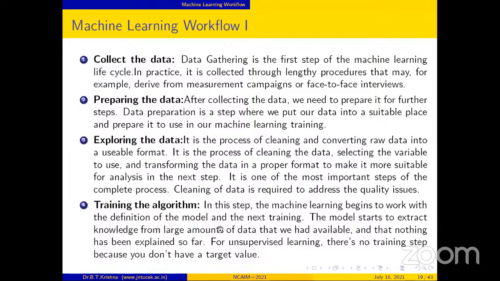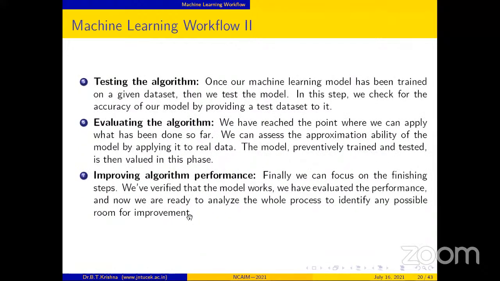Then the next step is training the algorithm. So in case of training, that means the data is going to be given to train the algorithm. Then testing the algorithm. Once our machine learning model has been trained on a given data set, then we will test the model. In this step, we check for the accuracy of the model. That means we will have some criteria or a specification to be met. Then we will check whether that specification has been matched or not. If it is matched, okay. If it is not matched, then we will go back to the first step, that means training the data.